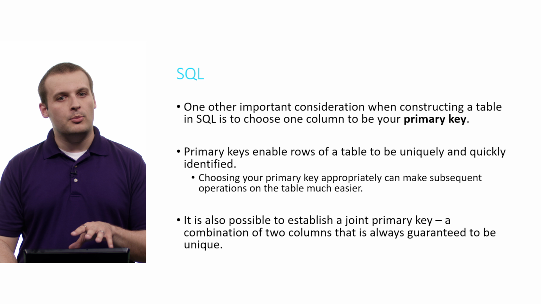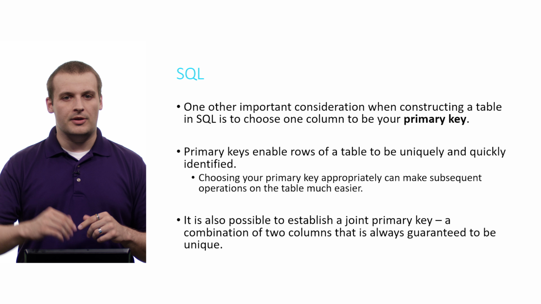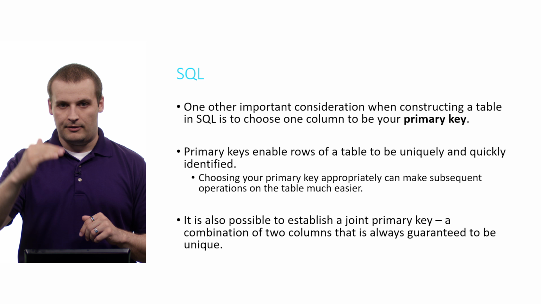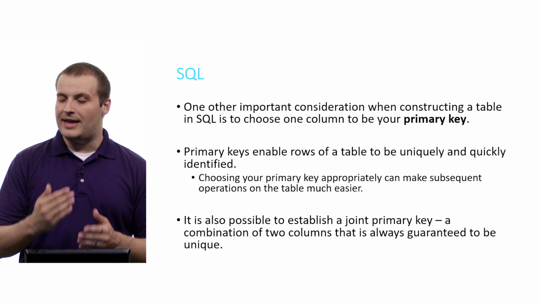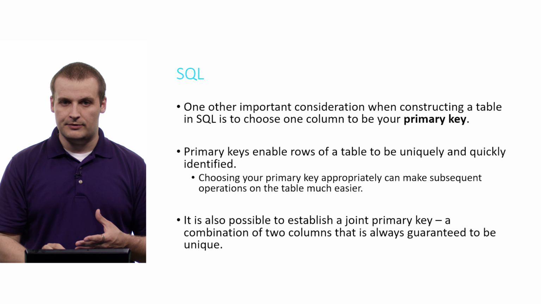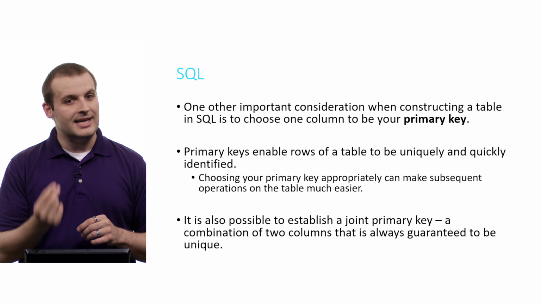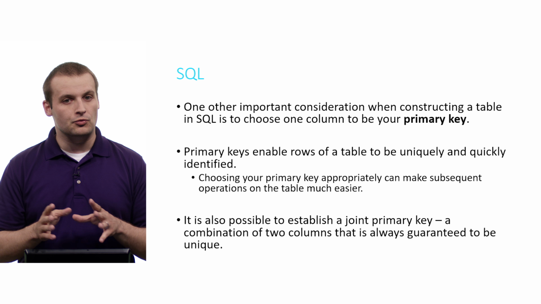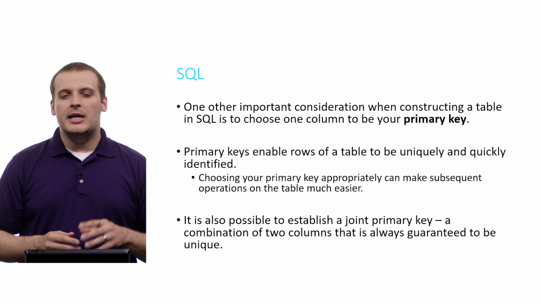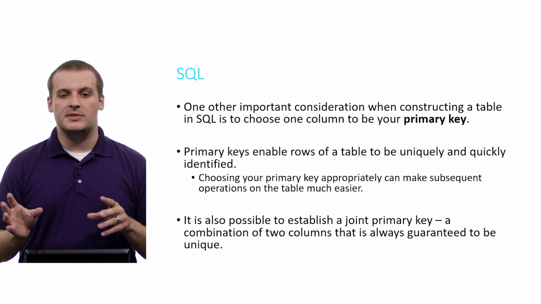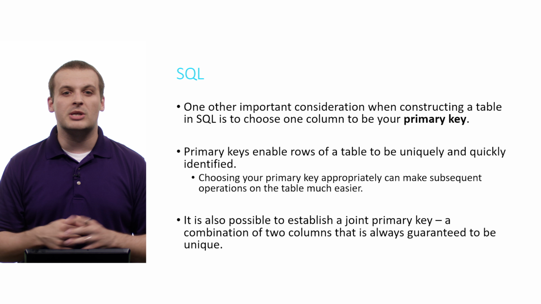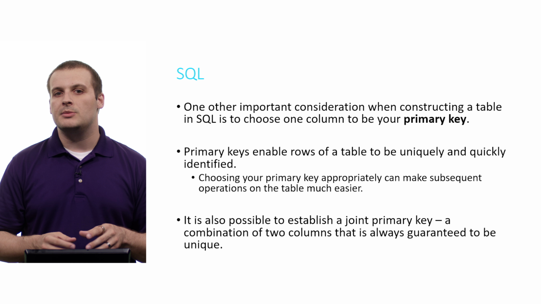So choosing the right primary key will allow us to make sure that there is one value in every row that is completely unique. And if there is one column in every row that's unique, then we can uniquely or very quickly identify which row we're talking about. Now, it's also possible to establish a joint primary key, which is just a combination of, say, 2 columns, but it can be an arbitrarily large number of columns, that is always guaranteed to be unique.